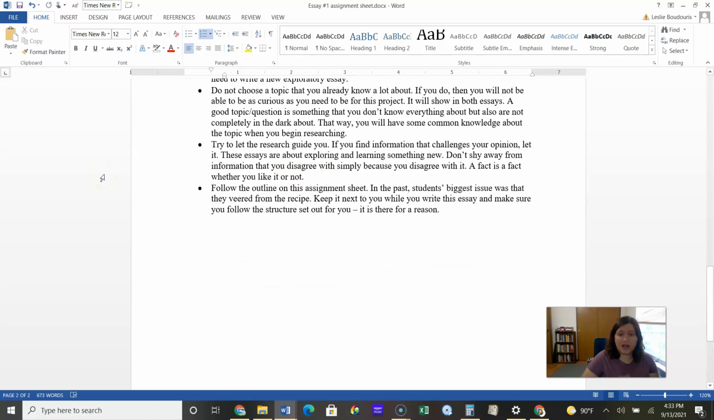Try to let the research guide you. Find information that challenges your opinion, and let it. Okay? Get out of your comfort zone. Learn something new. Don't shy away from information that you agree with simply because you agree with it, if it's facts. Okay, so allow yourself to build upon that. And make sure, again, you follow the outline.